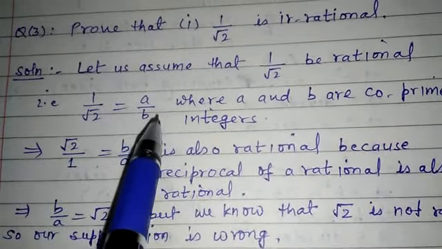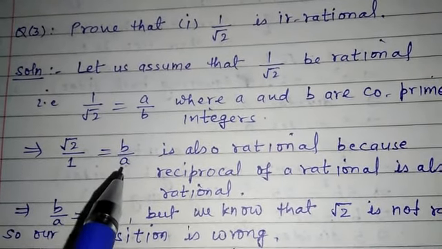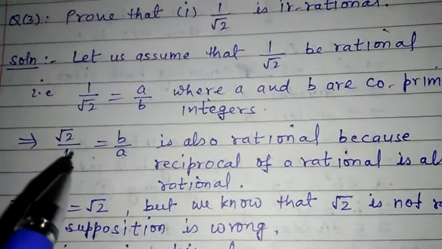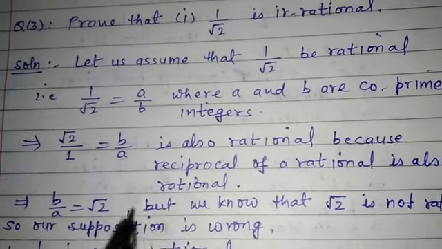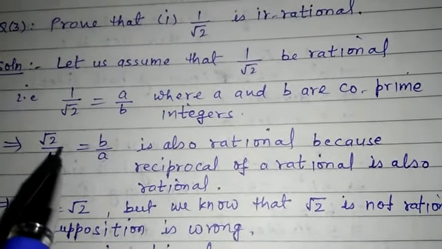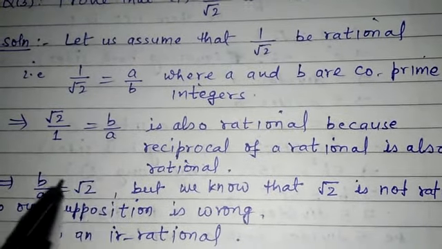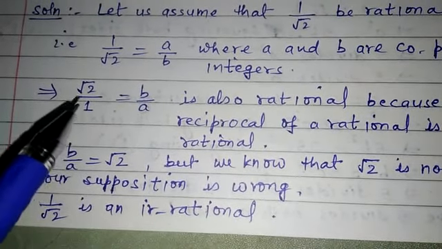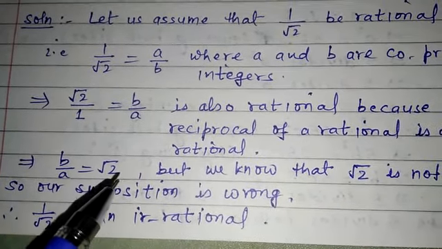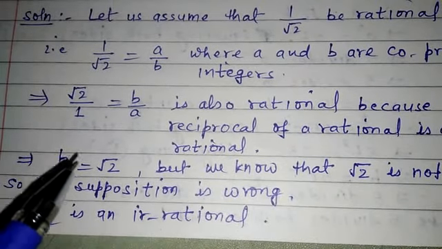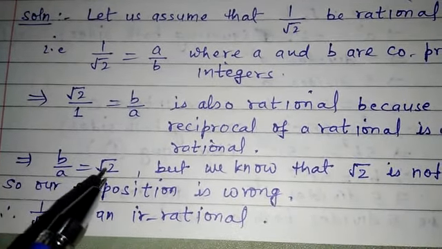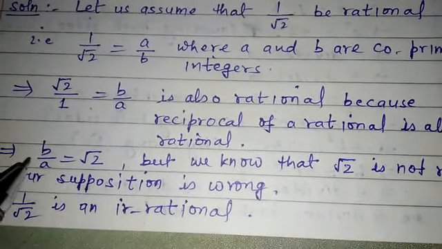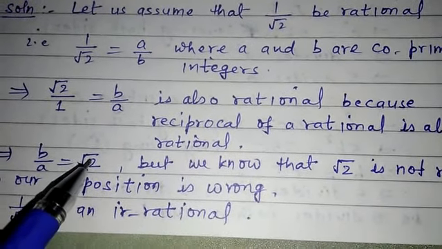Here a by b is a rational number, so its reciprocal is b by a. The reciprocal of 1 by root 2 is root 2 by 1. We know that the reciprocal of a rational number is also rational. So therefore root 2 by 1, equal to b by a, is also rational. And this gives b by a equal to root 2, because root 2 by 1 can be written as root 2. But here we see that b by a is a rational number, but root 2 is not a rational number. So it is not possible that b by a equals root 2.